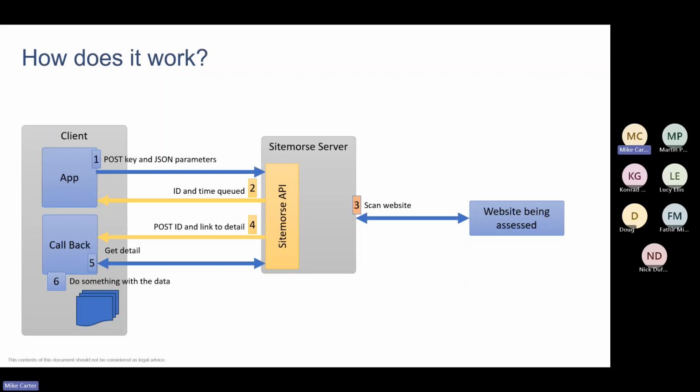So instead of having a Sitemorse report that you access through a browser, you've got a load of JSON data with lots and lots of detail about what we've tested and what we have found. So essentially, that's the pretty picture version of how it works in quite a simple form.